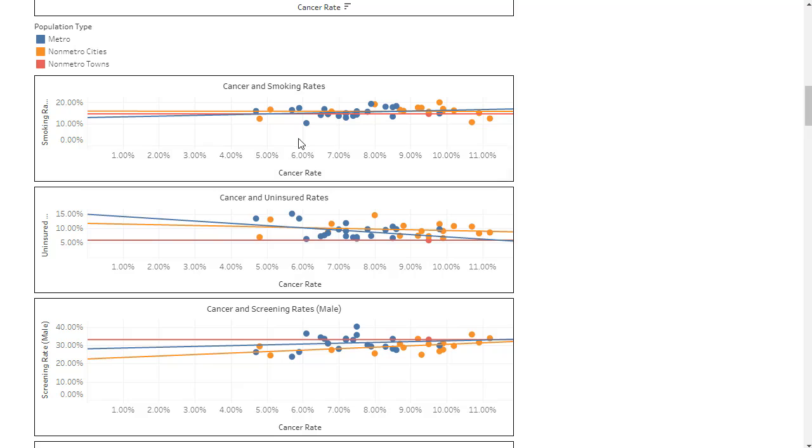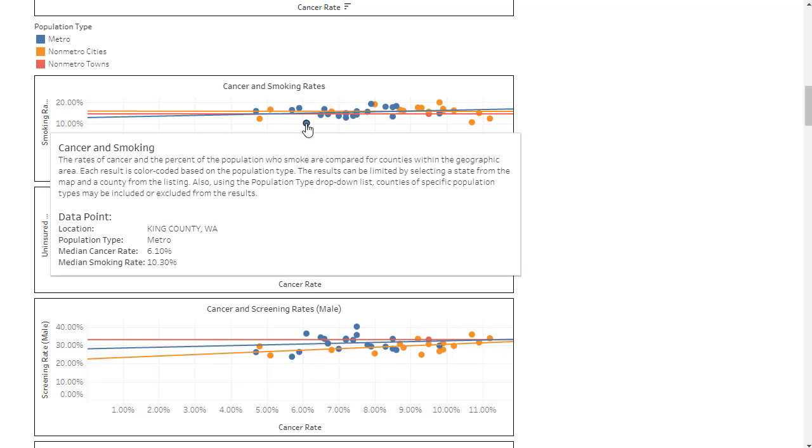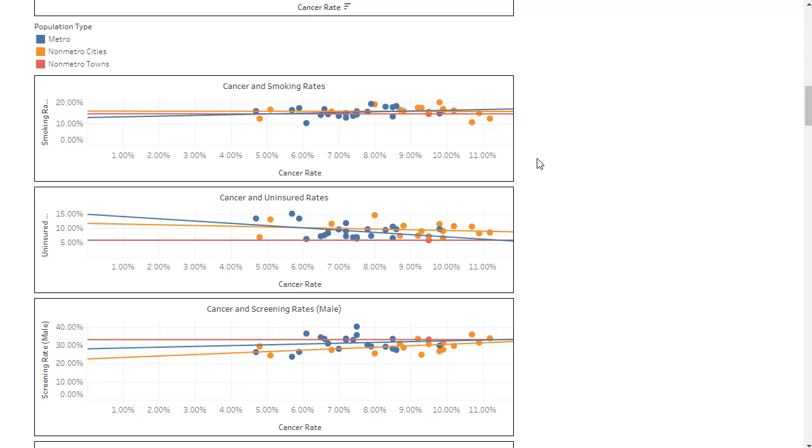And if you put your cursor over any one of the plots or any of the dots on your plot, we can see the given location. We can see the population type, in this case, it's metro. We can see the median cancer rate for that county and the median smoking rate for that county. So this way we can see where each of these counties fits in the overall standing for that state.